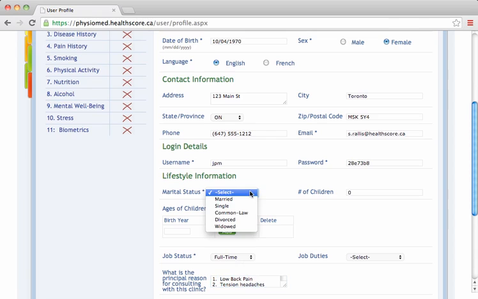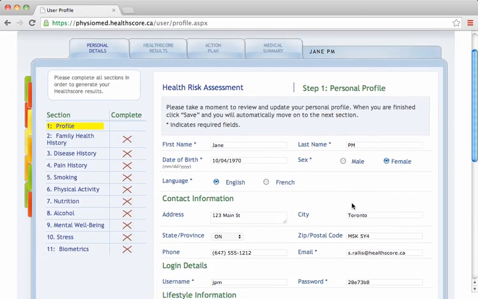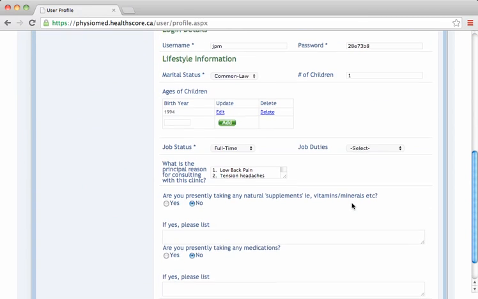Are you married, single, common law? And again, you will find this out. So let's assume that Jane is living common law. Number of children she has is 1. Birth date is 2014. Today, the child is 10 years old, born in 1994. So we're going to add that, and we're going to scroll down.